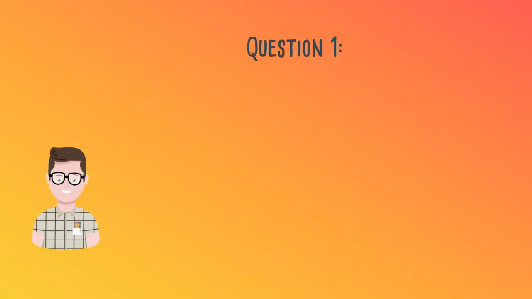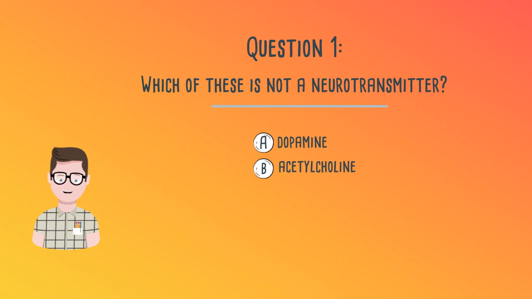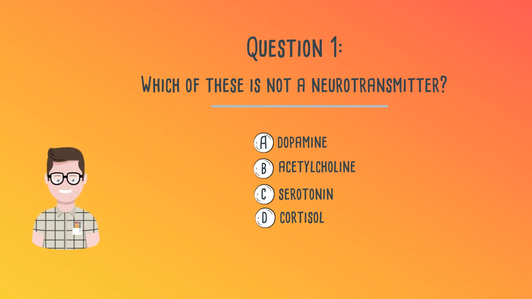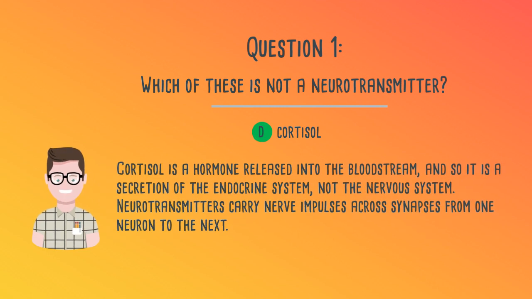Question 1. Which of these is not a neurotransmitter? A. Dopamine, B. Acetylcholine, C. Serotonin, or D. Cortisol? The correct answer is D. Cortisol is a hormone released into the bloodstream, and so it is a secretion of the endocrine system, not the nervous system. Neurotransmitters carry nerve impulses across synapses from one neuron to the next. If you had a hard time with this question, be sure you notice the word not. It can really make a difference in which answer you choose.